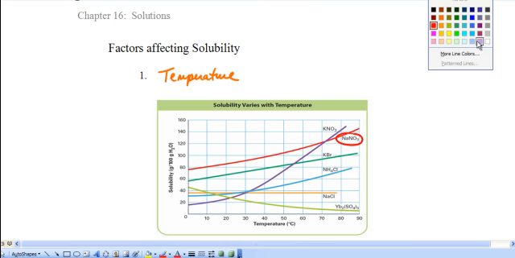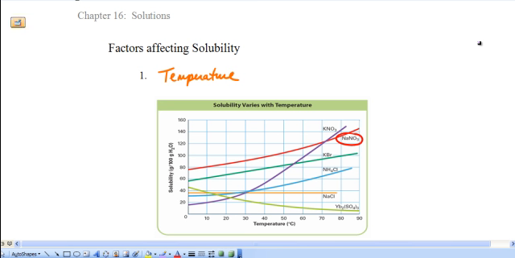Potassium nitrate, which is in the purple, actually starts at very, well, I wouldn't say very low solubility, but it's under 20 grams per 100 grams of water at 0 degrees Celsius, and it skyrockets to about 150 once you get over 80 degrees Celsius. So that's going to be increasing by more than sevenfold over that 80 degree span.